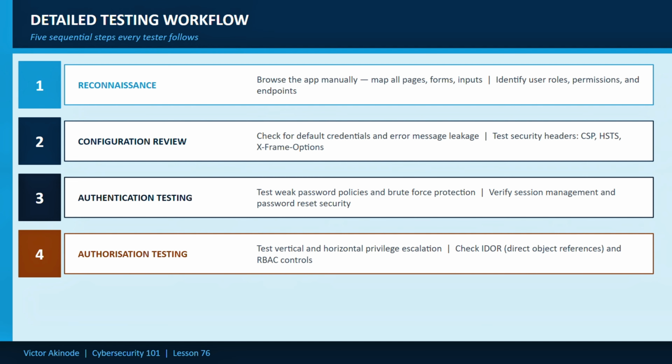Step 4 is authorization testing. And this is where we test vertical privilege escalation from user to admin. We test horizontal privilege escalation between same-level users. We check insecure direct object references by manipulating IDs, and we verify that role-based access controls are properly enforced.